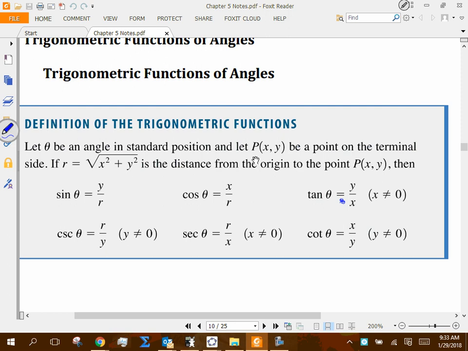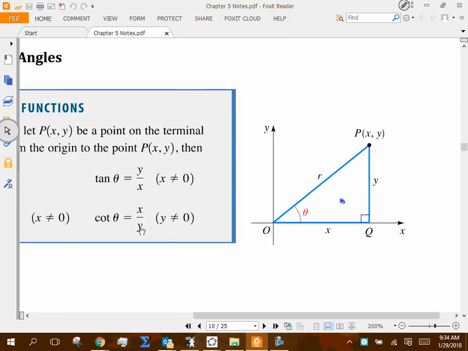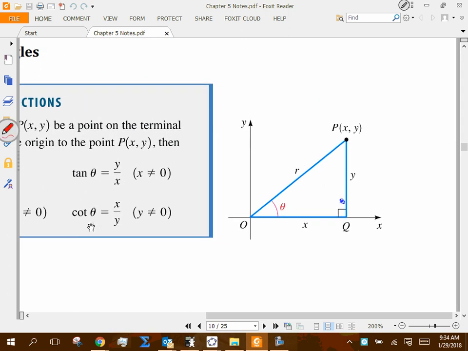Where did they come up with that? Say again? That's the distance formula, but where does the distance formula come from? The Pythagorean theorem. So if we look at this thing here, that's x squared, that's y squared, we can call that r squared. A squared plus b squared equals c squared.